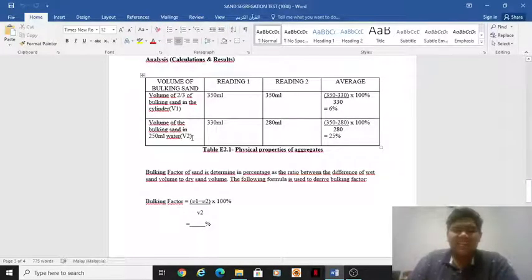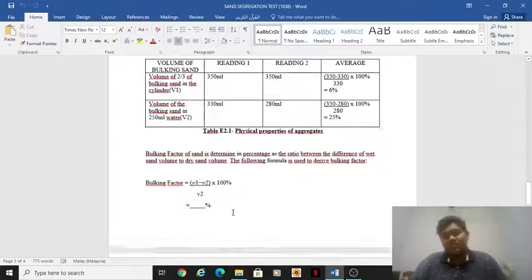For the second reading I get the strongest, which is 25%, because the concrete will be okay if the average bulking of sand is 25%. Here, the bulking factor of sand is determined in percentage as the ratio between the difference of wet sand volume to dry sand volume. The following formula is used to derive the bulking factor, as I said before.